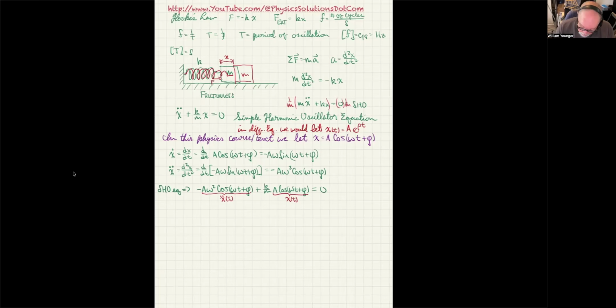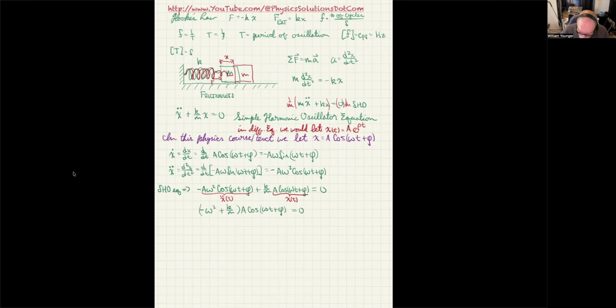So basically this is just the simple harmonic oscillator equation, except now I've plugged in the actual values of the functions. Now that I have that, I can see I have a common factor of A cosine omega t plus phi. And to be honest with you, this has to be true because it's Newton's second law of motion. This has to be true at all times. So let me factor out all the stuff that we have in common here. And when I do that, what I get is negative omega squared plus k over m, times A cosine omega t plus phi. All that is equal to 0.